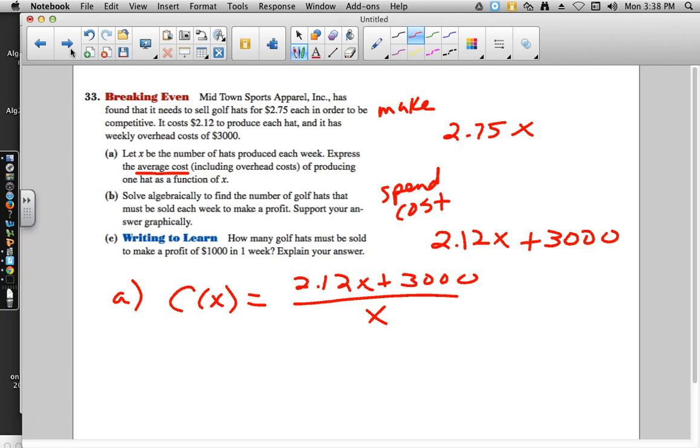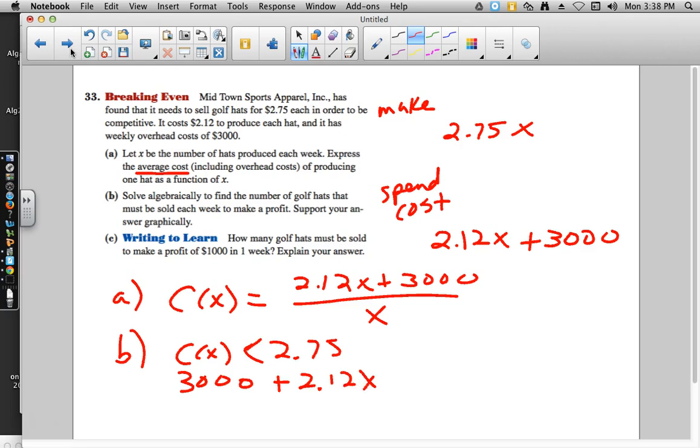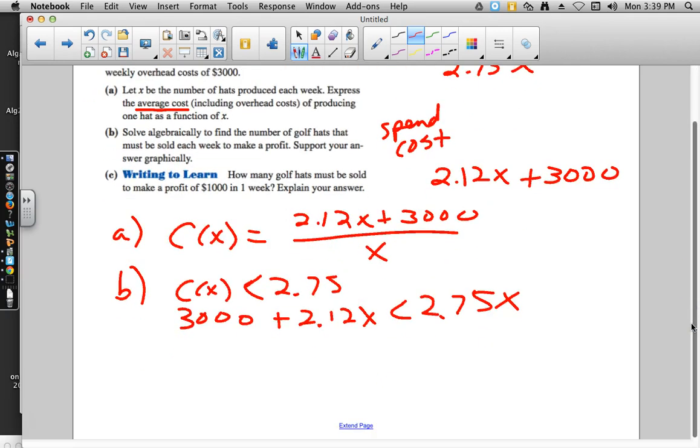Support your answer graphically. So for B, what we want to know is when is the cost of each hat less than $2.75? So when is $3,000 plus $2.12 per hat less than $2.75 per hat? And that, of course, is just algebra.